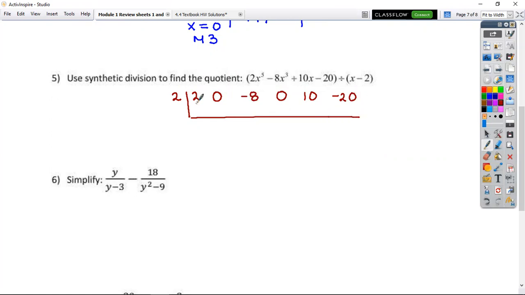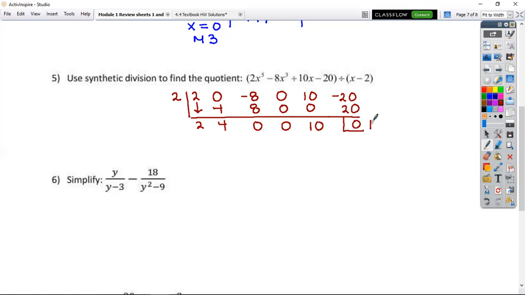All right, so my first number comes right down. And I'm going to go 2 times 2, so that's 4. Addition gives me 4. 4 times 2 is 8. Add straight down, I get 0. I'm going to do 0 times 2 is 0. Add straight down, I get 0. 0 times 2 is another 0. Add straight down, you get 10. And your last step gives you positive 20, which gives me a remainder of nothing.